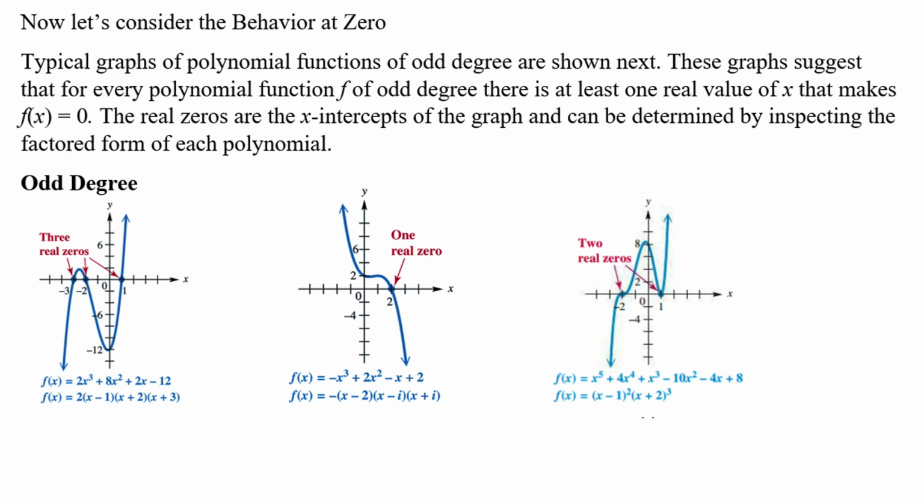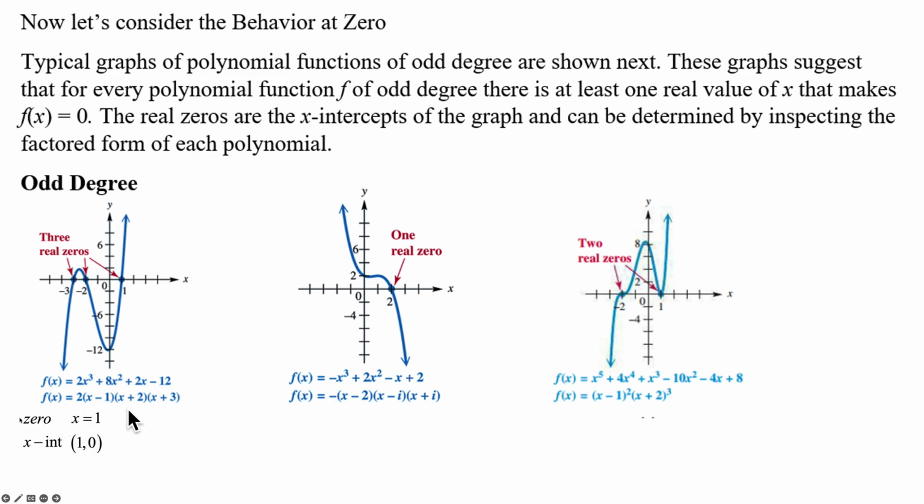Okay, well, that makes sense because the left hand behavior goes down, the right hand behavior goes up, and they have to cross the x-axis at some point. This is your x-intercept. So there has to be at least one. As we look at these examples here, this is the function 2x cubed plus 8x squared plus 2x minus 12, x to the third power. It factored out. We have 3 binomial factors that turn into zeros or x-intercepts.